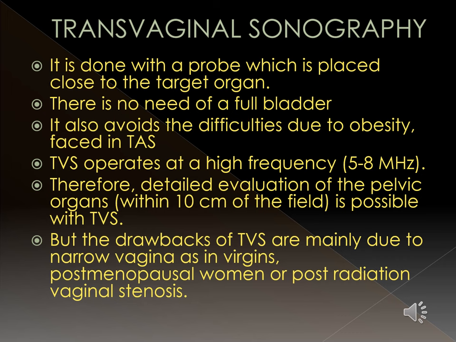Transvaginal sonography is done with a probe which is placed close to the target organ. There is no need of a full bladder. It also avoids the difficulties due to obesity faced in transabdominal sonography. Transvaginal sonography operates at a high frequency, mainly 5 to 8 MHz. Therefore, detailed evaluation of the pelvic organs within 10 cm of the field is possible with TVS. But the drawbacks of transvaginal sonography are mainly due to a narrow vagina, as in virgin, postmenopausal women, or post-radiation vaginal stenosis.